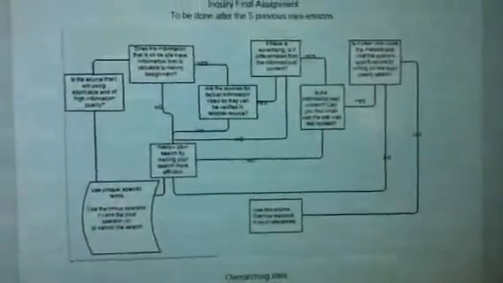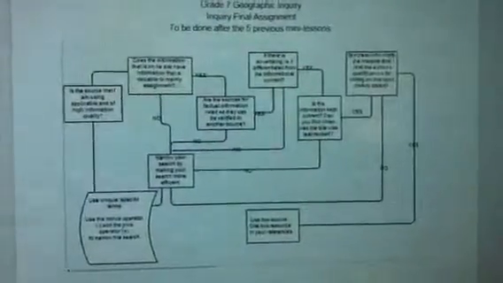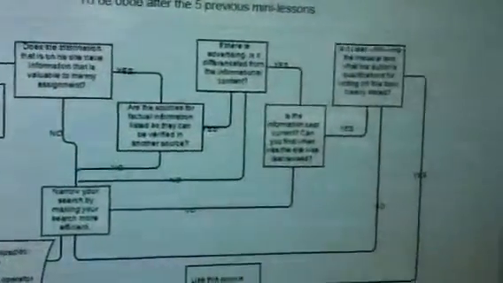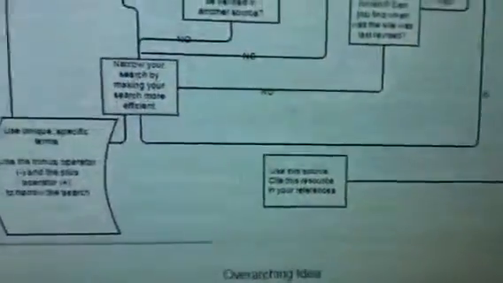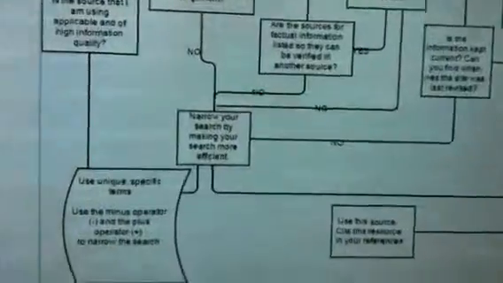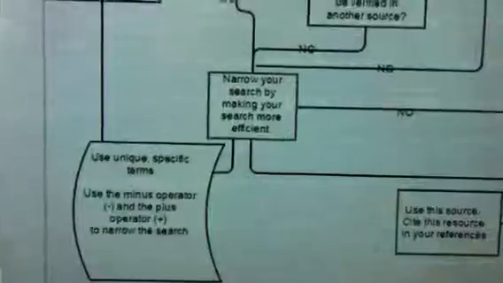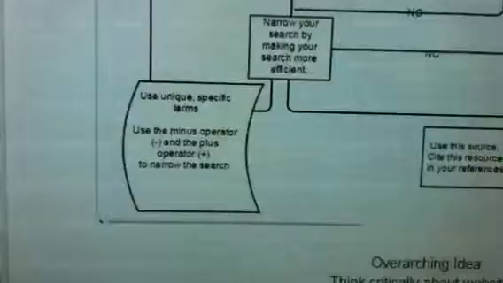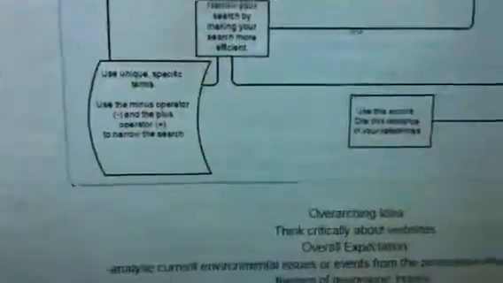This is the graph that I'm going to ask students to use in order to find a site that is appropriate for what they are trying to accomplish. They go through a series of questions in order to find a good source. However, if they have not found a good source, they are asked to narrow their search by making their search more efficient. In order to do that, I'm asking them to use specific and unique terms, and then to use the minus operator and the plus operator to narrow the search.